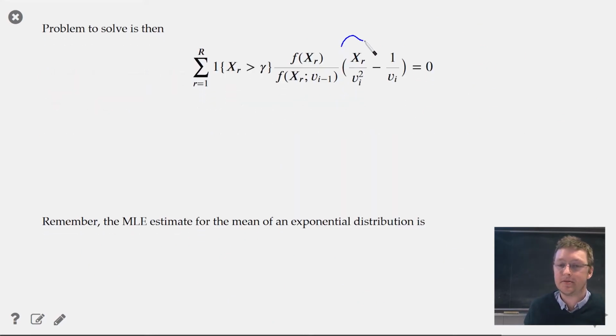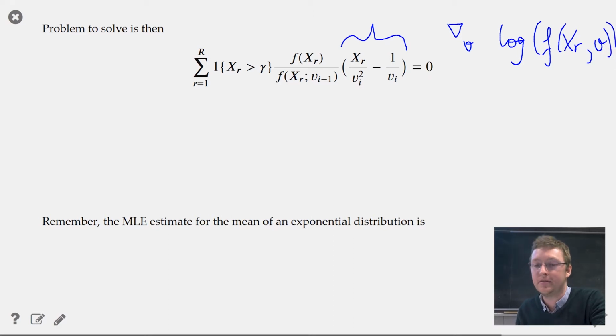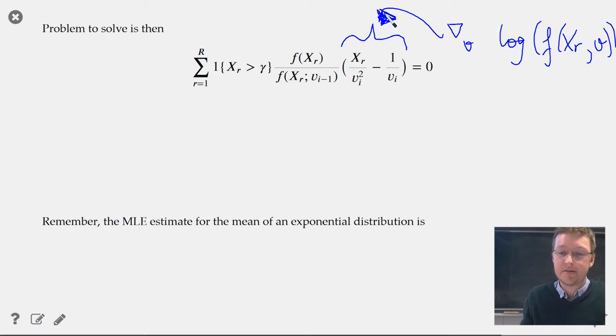So plugging that into the formula we had before, this is the thing we're trying to maximize. So we've set its derivative to 0. That's what this equation says. And then instead of the grad v log f(x_r; v), we put in the real value for that, which is for the exponential distributions. And then we can solve this algebraically.